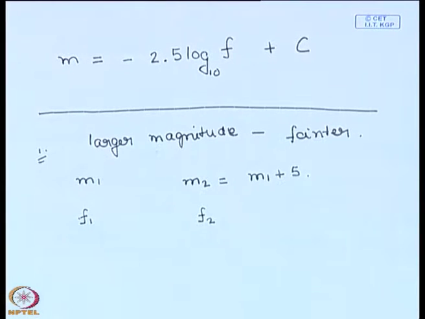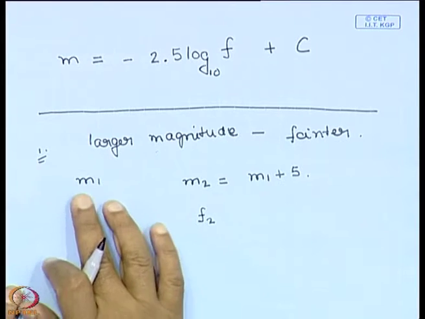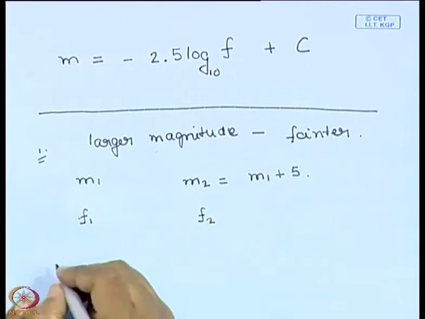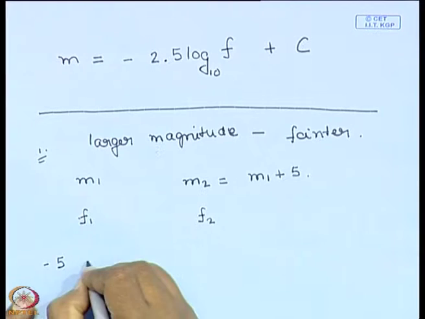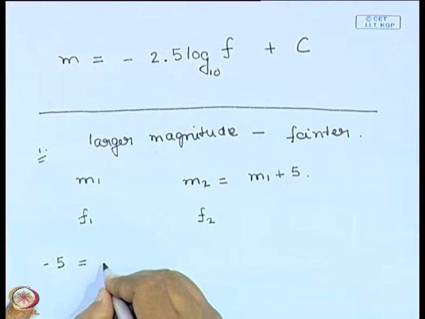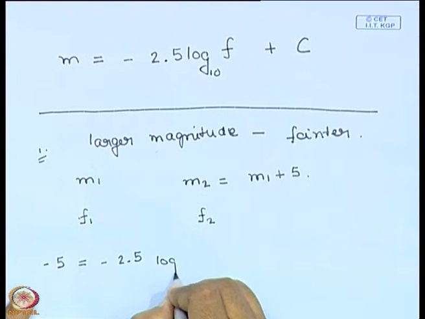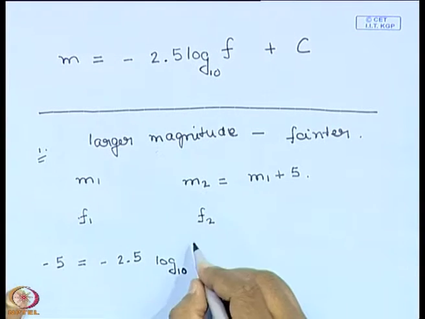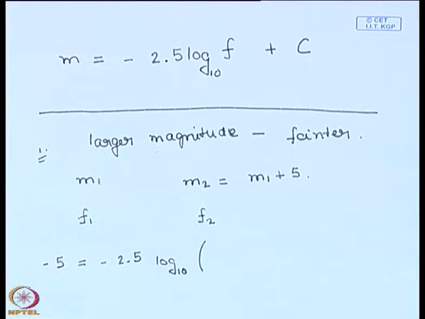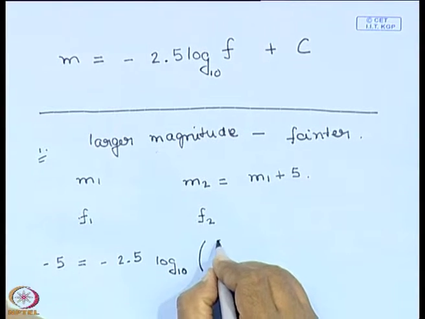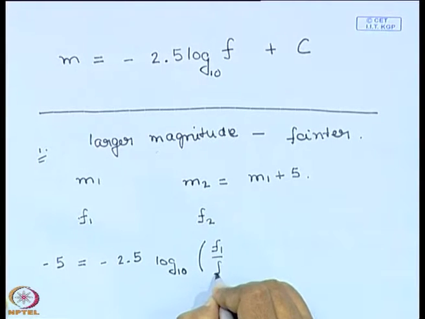So, this is quite straightforward. We can just subtract, M1 minus M2. If you consider M1 minus M2, what you have is minus 5 is equal to minus 2.5 log base 10 of the ratio of the 2 fluxes, F1 by F2.